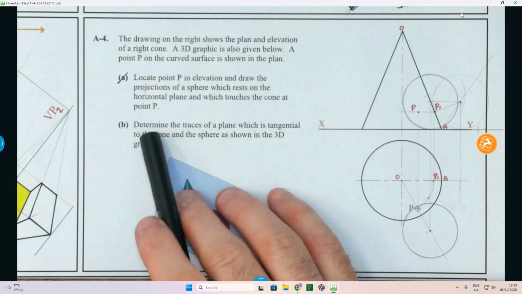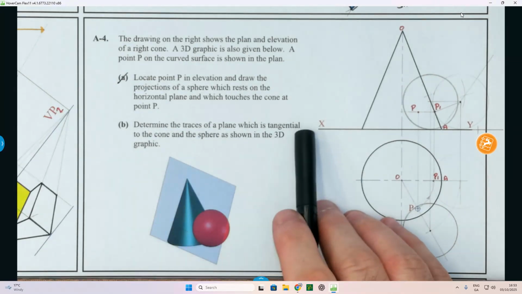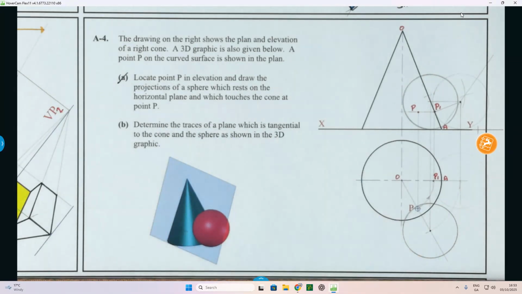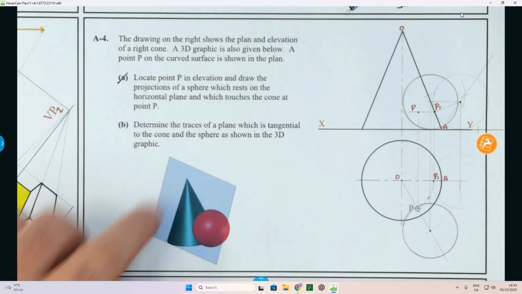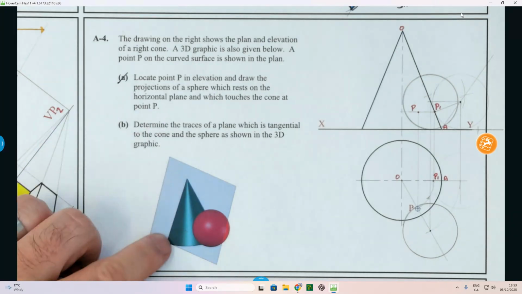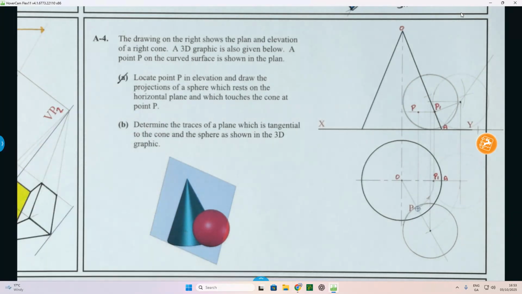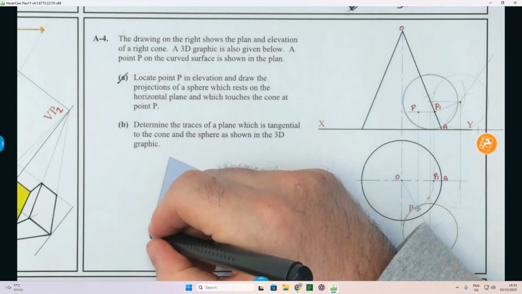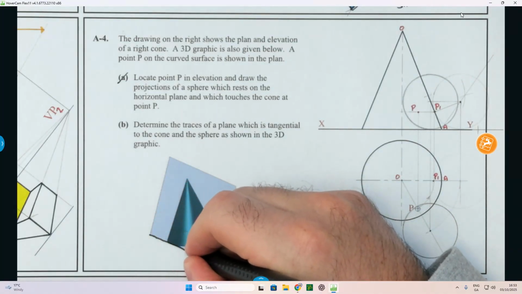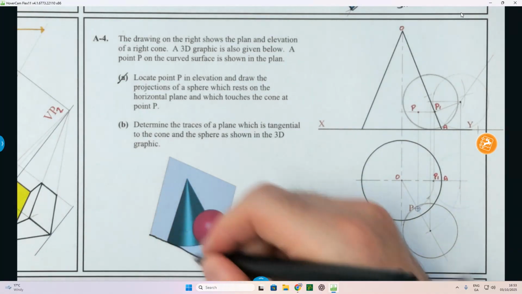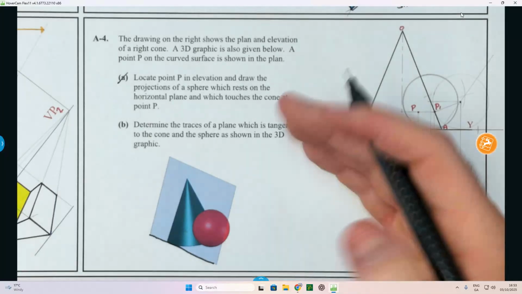So part B then, determine the traces of a plane which is tangential to the cone and the sphere as shown in the 3D graphic. What they're asking us to find here is essentially the vertical and horizontal traces of this plane that is touching both the cone and the sphere. If it's touching the cone, we're essentially trying to find this line right here. It's touching the edge of the cone, it's tangential to it.